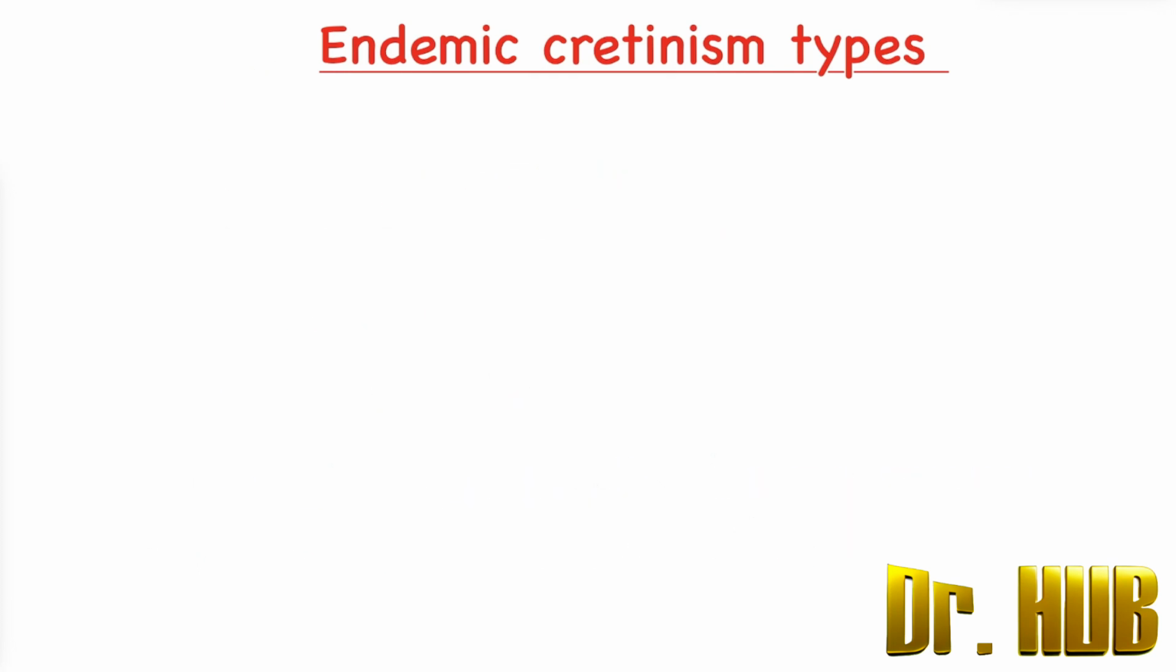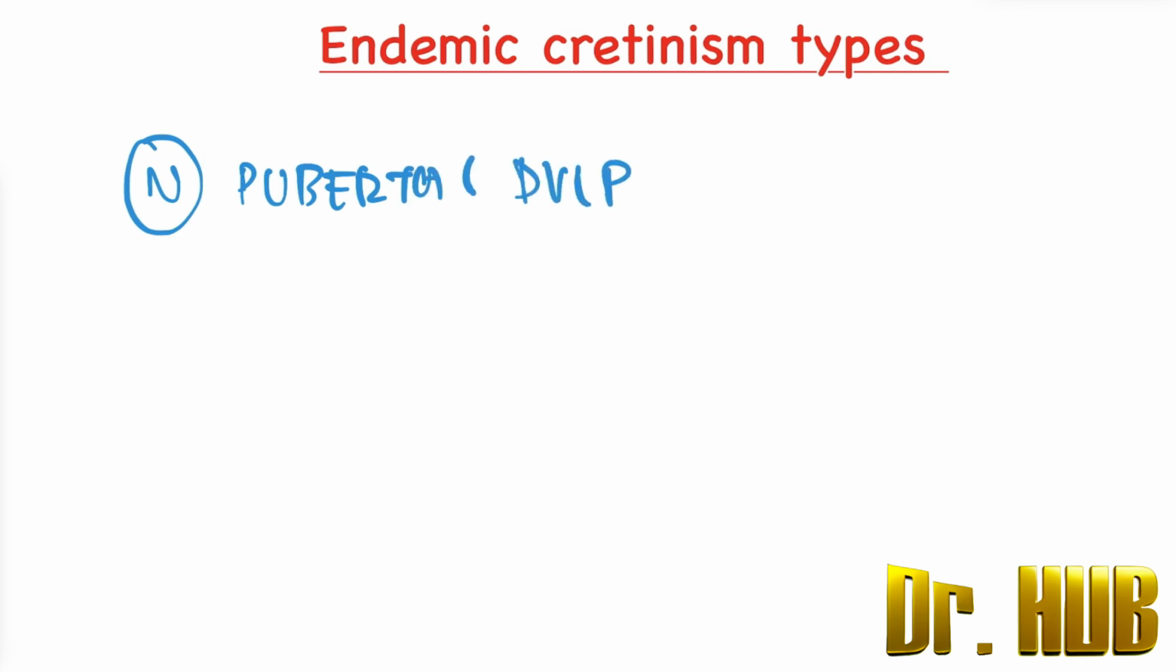Next, there is a normal pubertal development. This is all in terms of the neurological type. So there is normal pubertal development and also the adult stature.